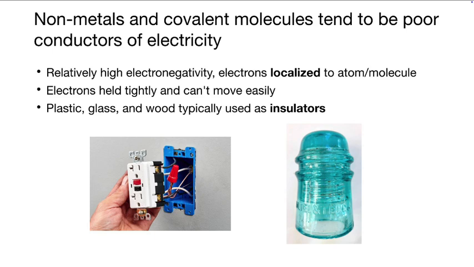Well, we have metals. We also have nonmetals, right? So what's the difference? Our nonmetals are covalent molecules, and they tend to be poor conductors of electricity. Well, why? A couple things come into play. Number one, they have relatively high electronegativity. If I compare any of my nonmetals to my metals, what you'll notice is that all the nonmetals are on the side of the periodic table where we have the highest electronegativity.